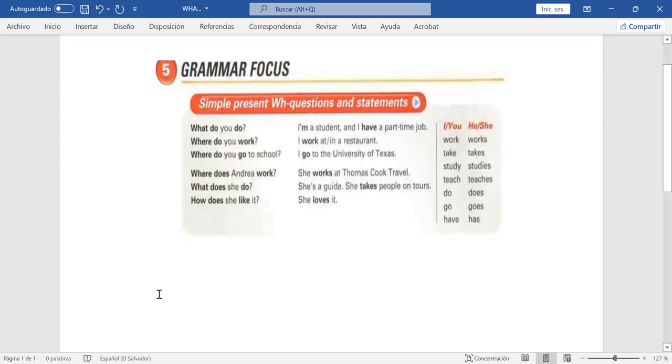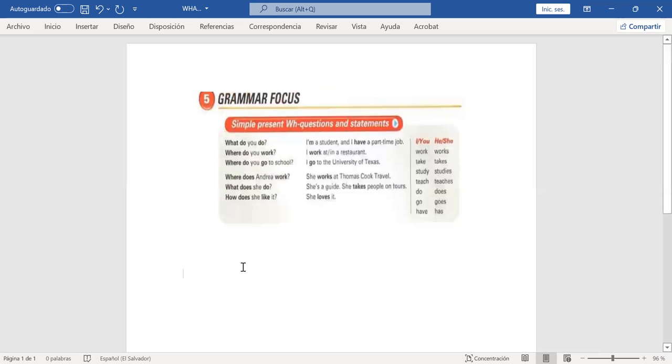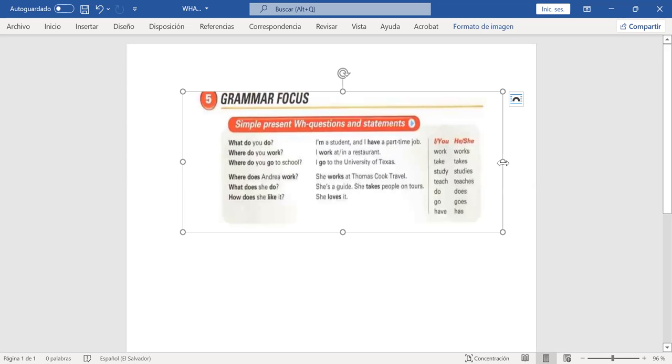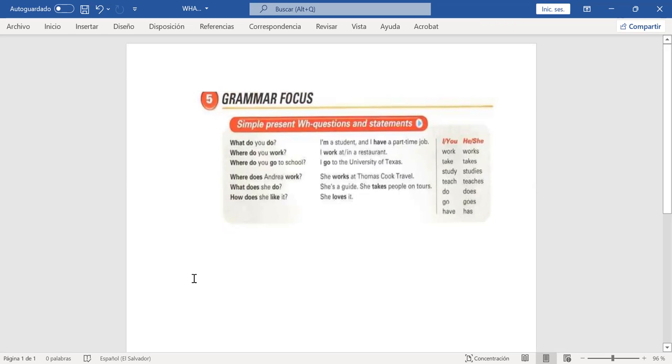Okay, the first thing we gotta do is work on the pattern. The grammar pattern is what plus do plus subject plus verb. We can say only verb, or we can say main verb. That's it. So here in the first example, we have: What do you do? I'm a student, I'm a teacher, I'm a doctor, I'm a taxi driver.